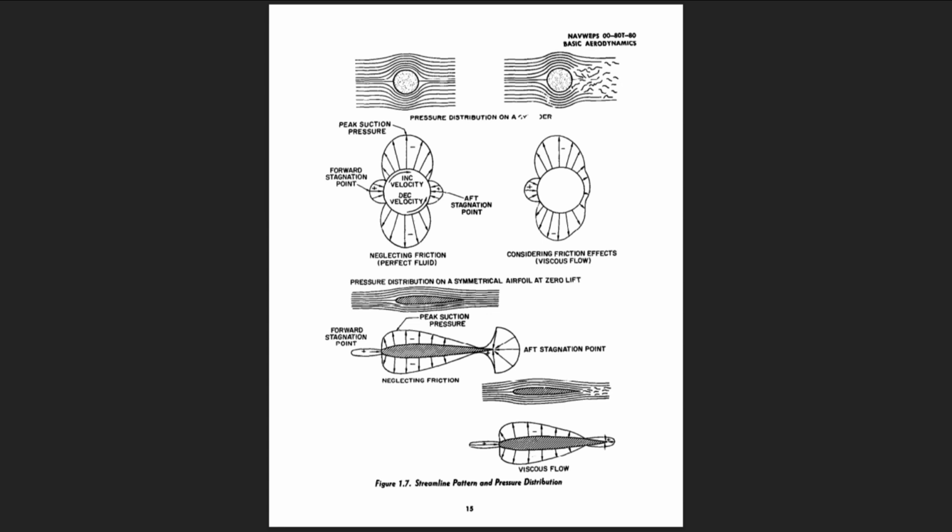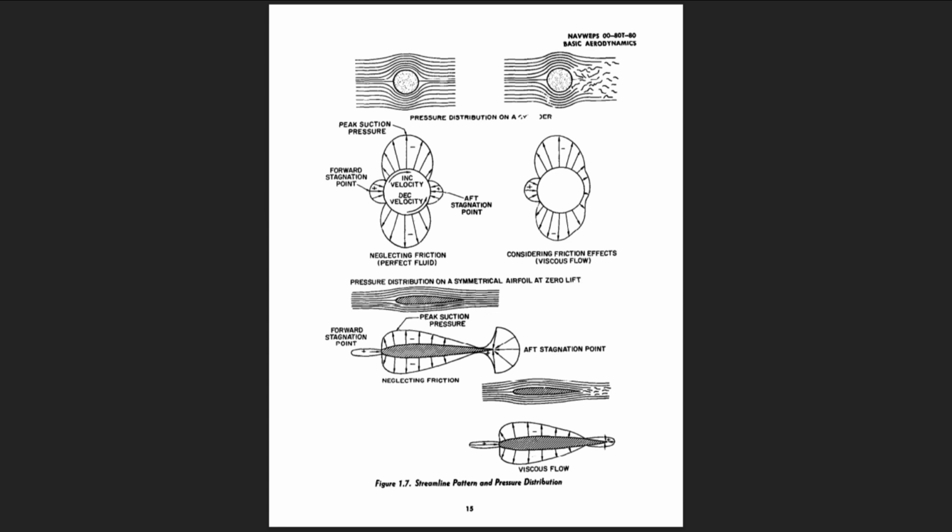As the flow continues aft from the peak suction pressure, the diverging streamlines indicate decreasing local velocities and increasing local pressures. If friction and compressibility effects are not considered, the velocity would decrease to zero at the aft stagnation point, and the full stagnation pressure would be recovered. The pressure distribution for the cylinder in perfect fluid flow would be symmetrical, and no net force, lift or drag, would result. Of course, the relationship between static pressure and velocity along the surface is defined by Bernoulli's equation.